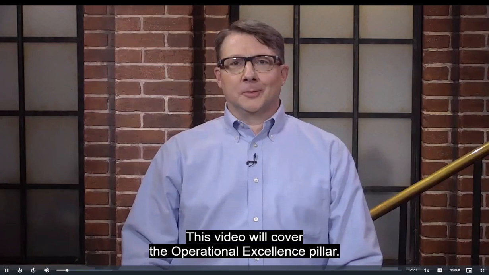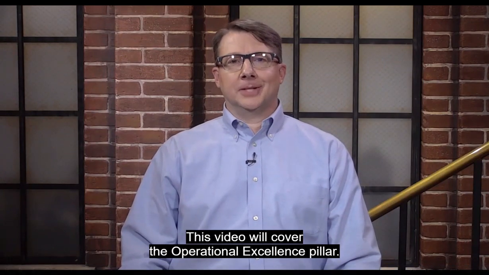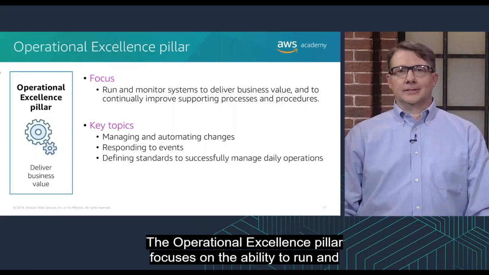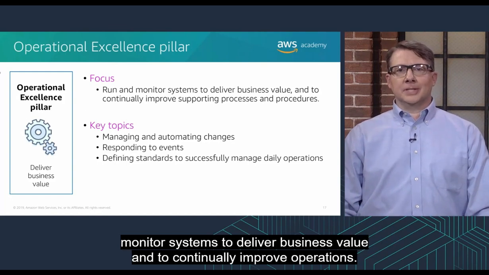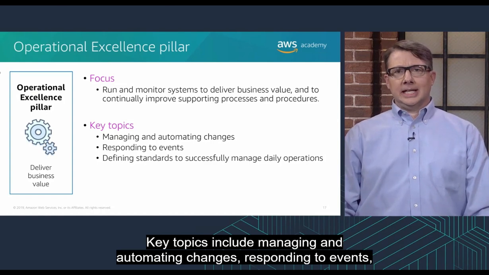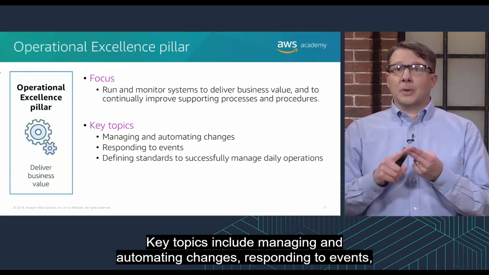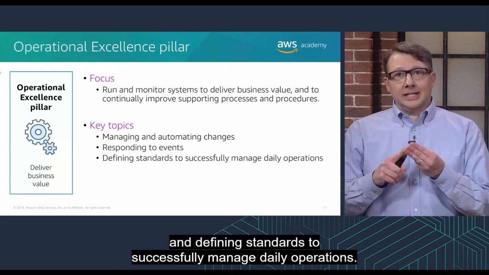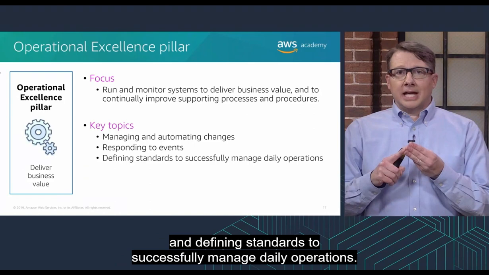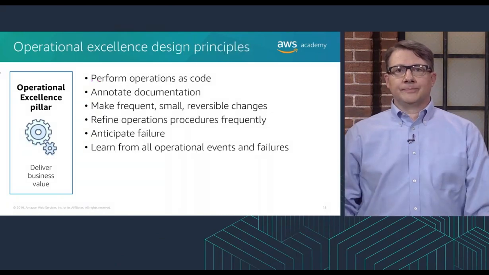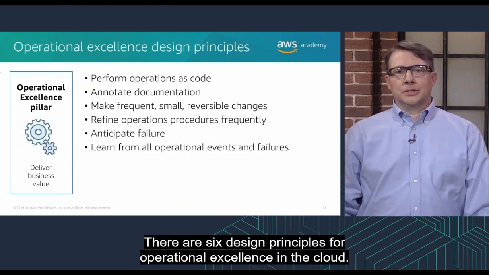Welcome. This video will cover the Operational Excellence pillar. The Operational Excellence pillar focuses on the ability to run and monitor systems to deliver business value and to continually improve operations. Key topics include managing and automating changes, responding to events, and defining standards to successfully manage daily operations. There are 6 design principles for operational excellence in the cloud.